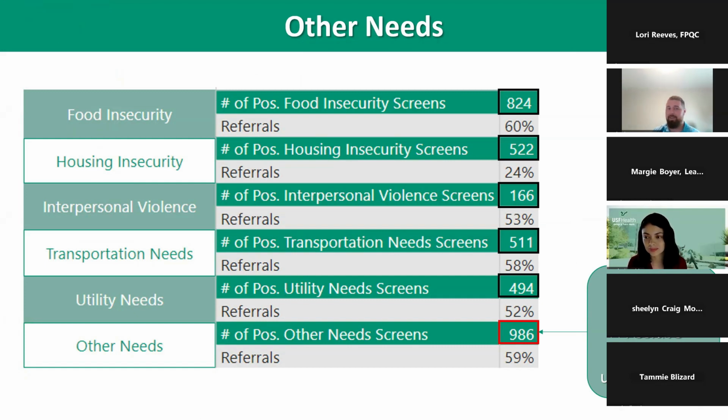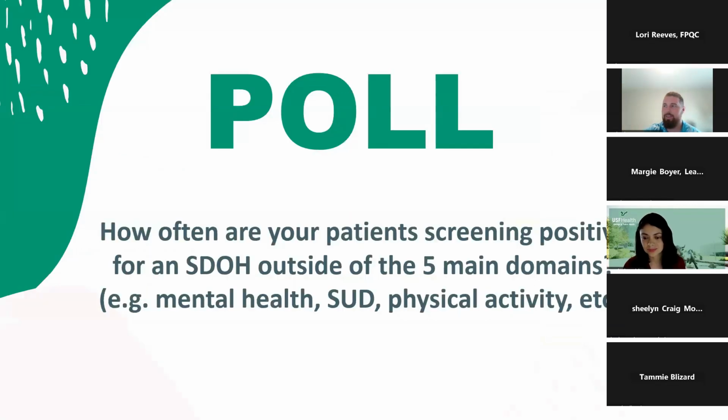It's not within the 5 main domains that we're all used to hearing about with food insecurity, housing insecurity, interpersonal violence, transportation needs, and utility needs. But it seems for us, the largest category is actually made up of other needs. And so what is the breakdown of the other category?